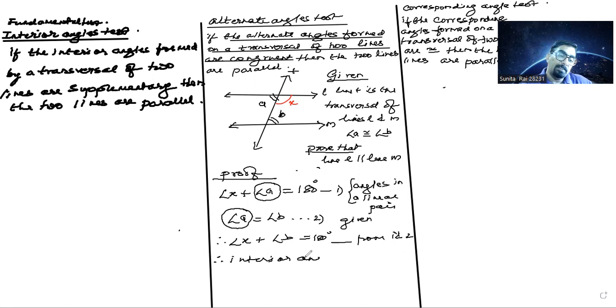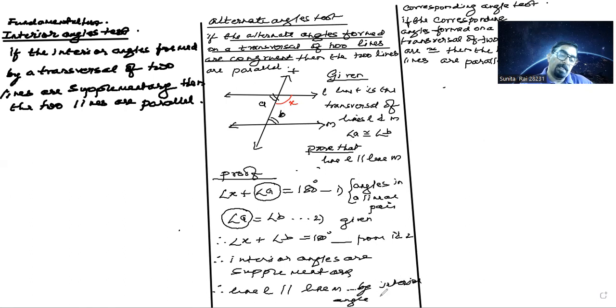Interior angles are supplementary. So, ये fundamental theorem सीखा आपने. If the interior angles are supplementary, I can say the lines are parallel. Therefore, line L parallel line M by interior angle test. I hope everybody has understood it.